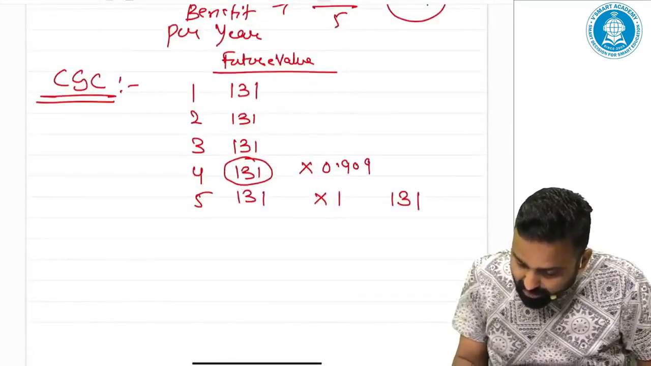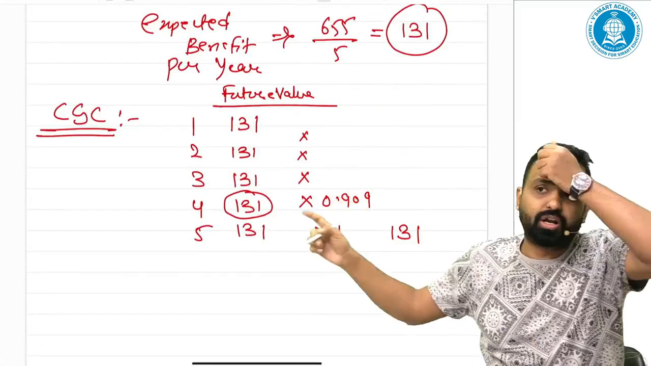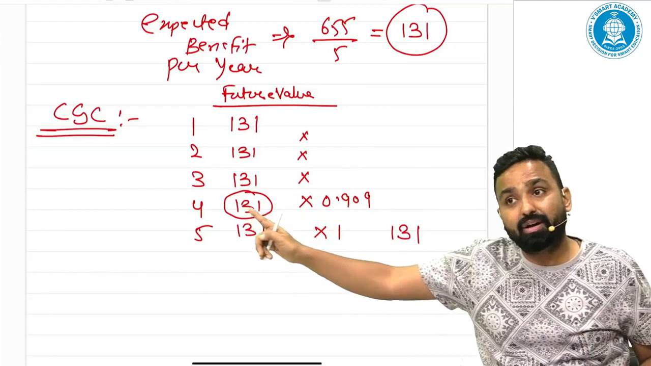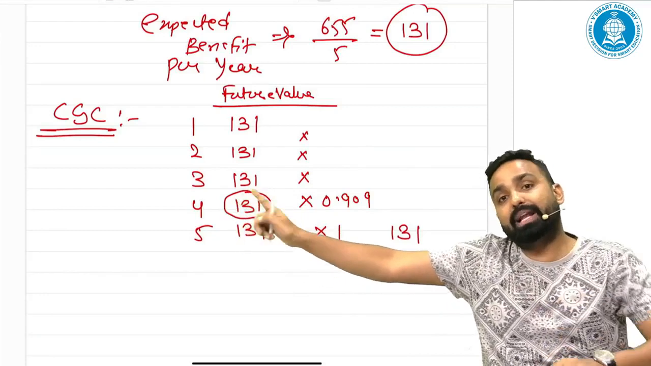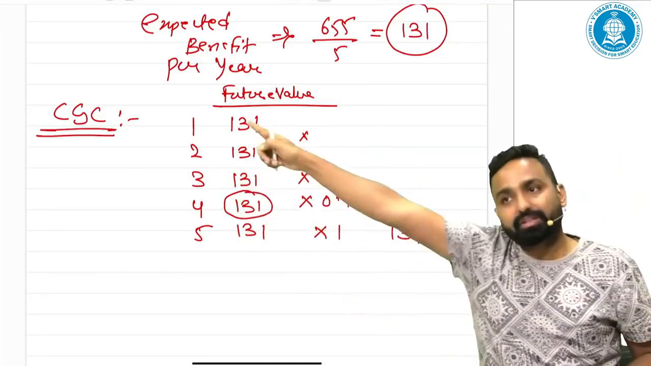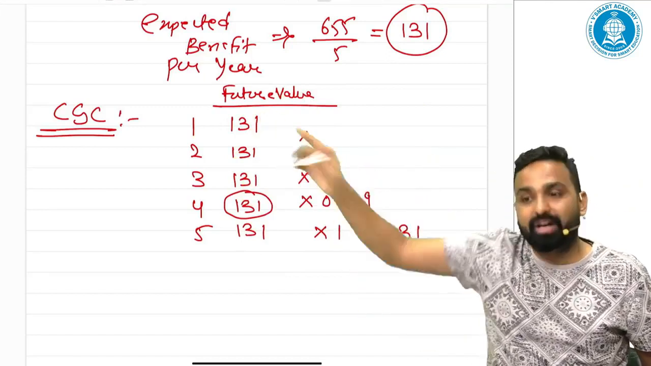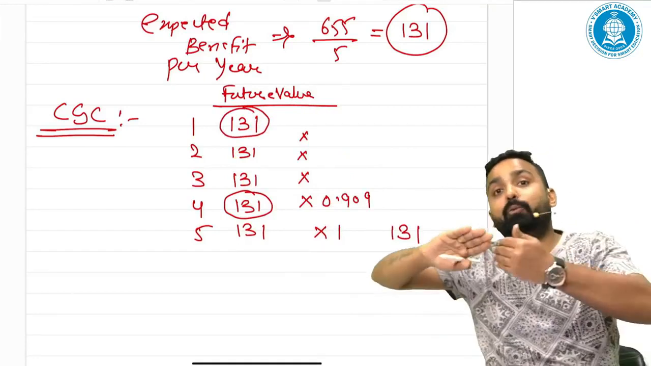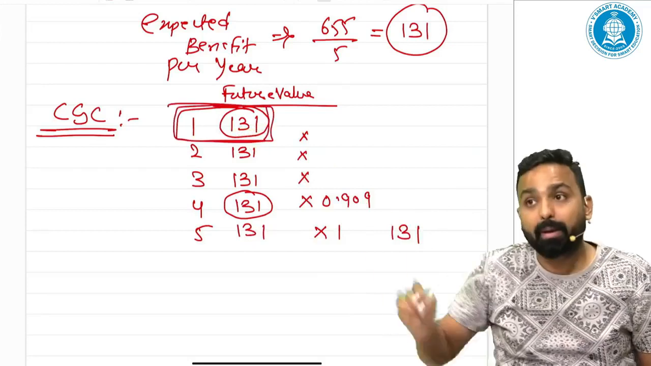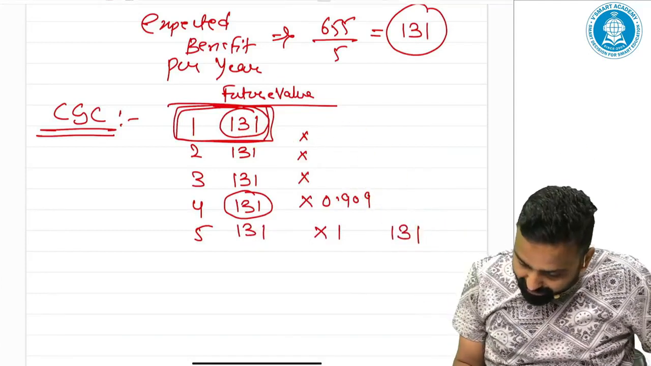That means 0.909. Now I have to show the discounting rates in reverse order. Why reverse order? Because 131 is payable at the end of the fifth year. The 4th year's 131 is payable at the end of the 5th year, the 3rd year's and the 2nd year's too, and this first 131 is also payable at the end of the 5th year. Consider this first 131. It is technically a future value which I have to pay after 4 years, because it is accrued at the end of the 1st year but paid at the end of the 5th year. So I have to discount for 4 years. Okay, 0.909.